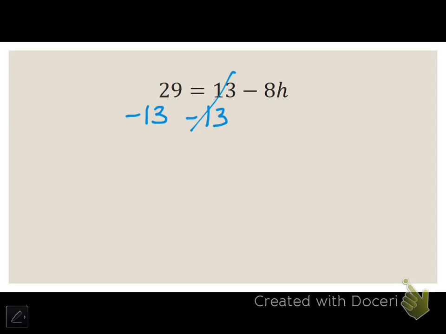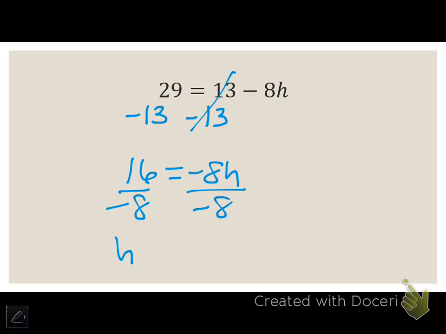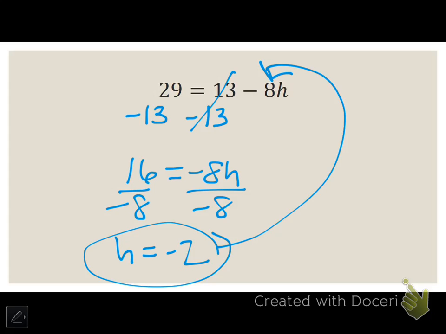Okay, got to get h by itself, so you got to do the things not attached to it first. So 29 minus 13 is 16. Divide by negative 8 to get h by itself. H should equal negative 2. Again, you can plug it back into h here to check to make sure that you got your answer correct.